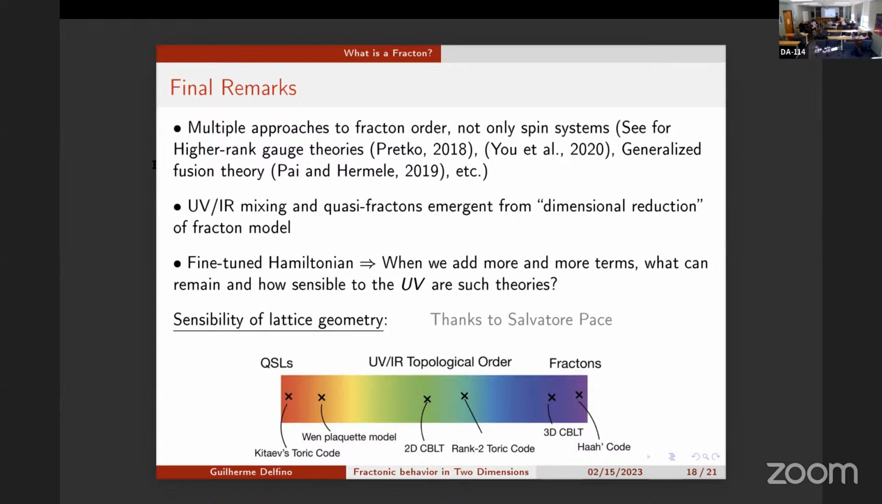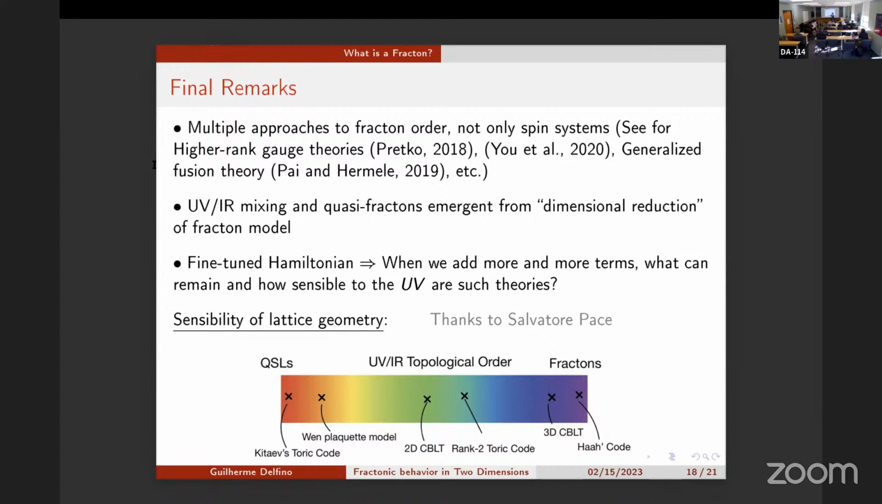And just a final remark, all these systems, all these Hamiltonians that I presented to you, they are very fine-tuned, right? If you have a physical system, those are not the natural interactions that you try to write down in your Hamiltonian. The only reason that we wrote those is because they are exactly solvable, so we can extract everything. So what happens if we add more and more terms? What are the possibilities of terms that we can add to the Hamiltonian? How do we sweep in this space of theories that we have here, where this is a sensitivity to lattice geometry? It's a measurement of how much UV-IR mixing you can pick up.